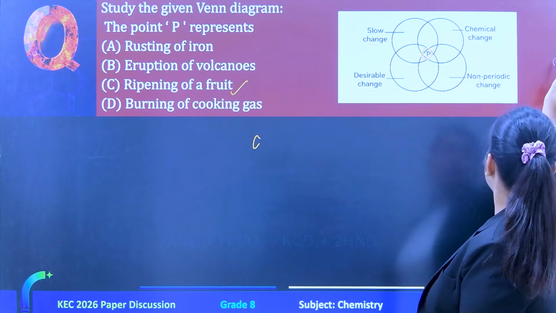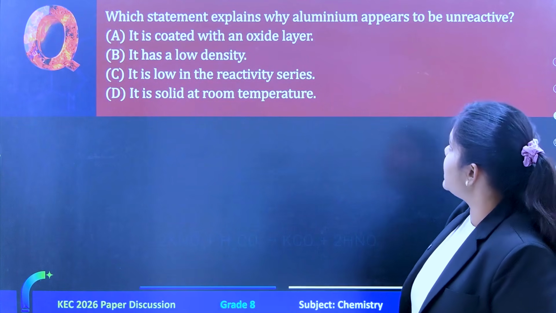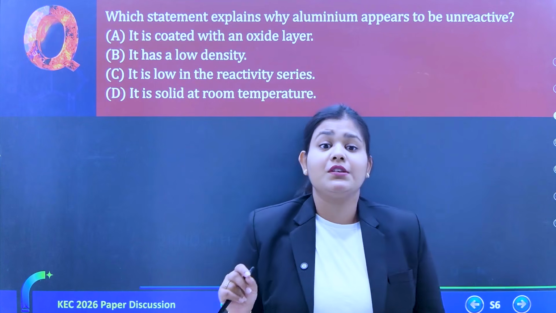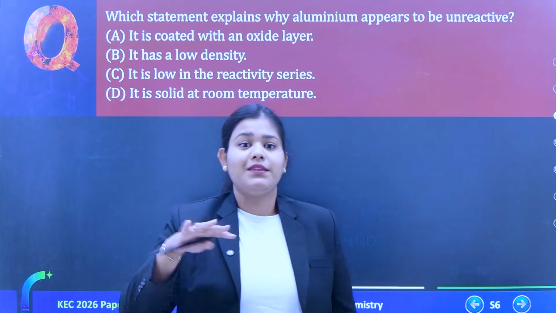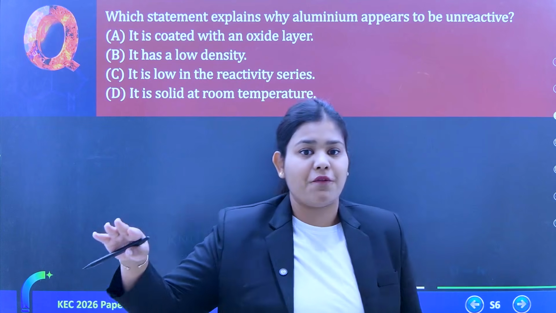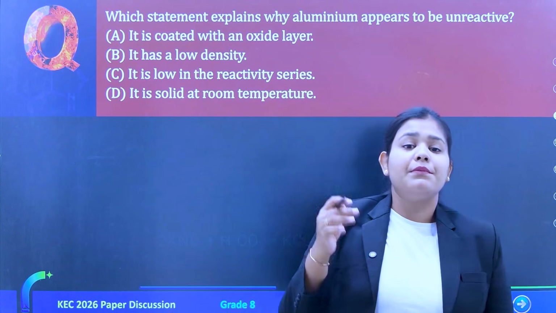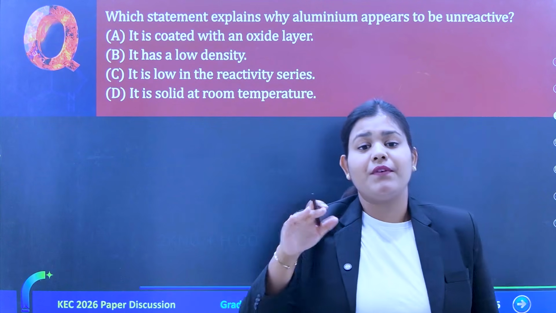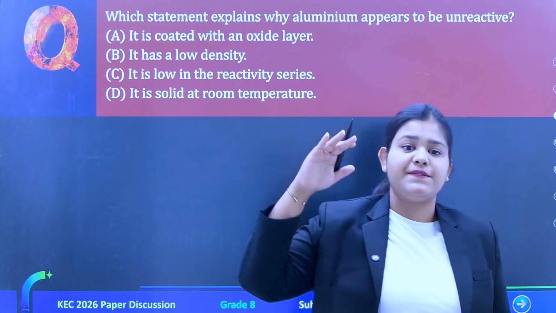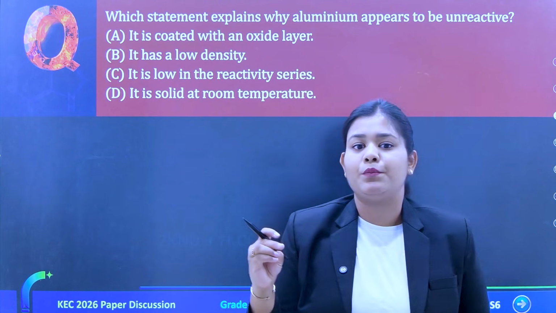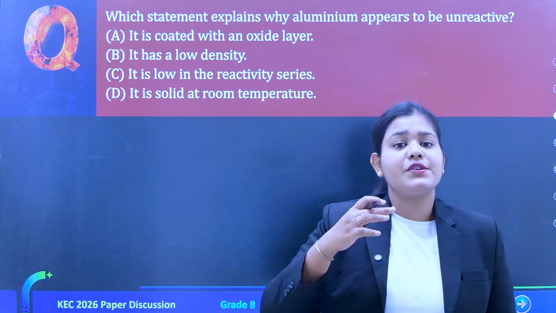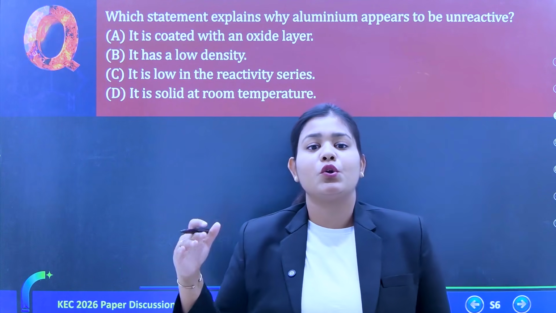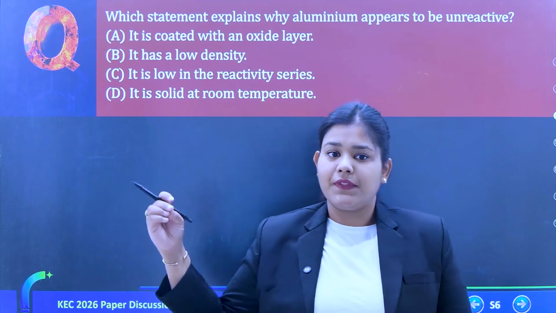But not a slow change. It is a fast change, right? Which statement explains why aluminium appears to be unreactive? This question comes from that chemical change. I told you the first layer of iron reacts with atmospheric oxygen. Similarly, the first layer of aluminium reacts with atmospheric oxygen and is converted into aluminium oxide, which is a new product with a new composition and new properties. So it does not show the general reactions of aluminium, right?